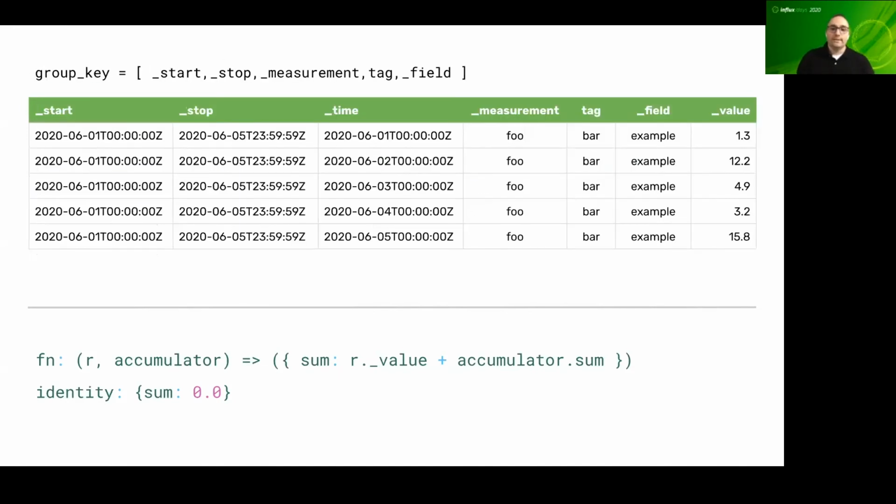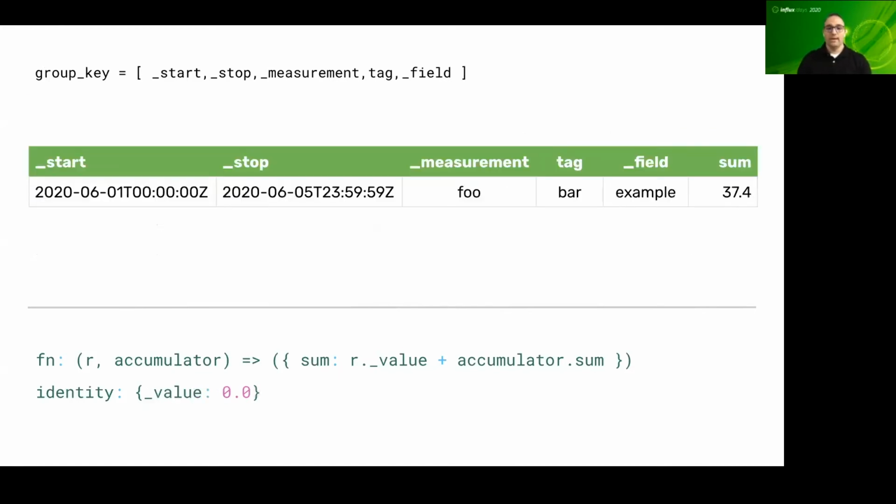So if we look at a table that more accurately represents what you would see when querying InfluxDB, it would include a start column, a stop column, a time column, a measurement column, any tags, a field, and a value. So using the same example sum transformation, I would take this input table and I would get the following output table. I retain my start, I retain my stop, I retain my measurement, my tag, my field, and then my value is updated.